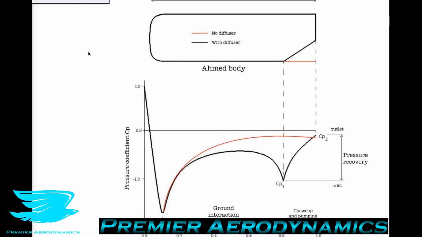If you don't know what an armored body is, by the way, listen to podcast 141 where we discuss what this is in quite a lot of detail. So at the front of this car, we have a high pressure coefficient of 1. The air comes to the front and hits the front, and it has to decelerate. So the pressure coefficient goes to 1.